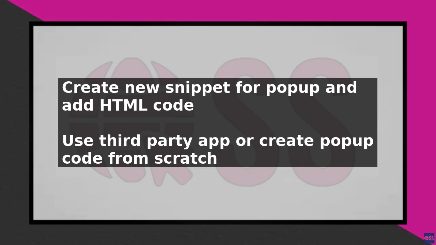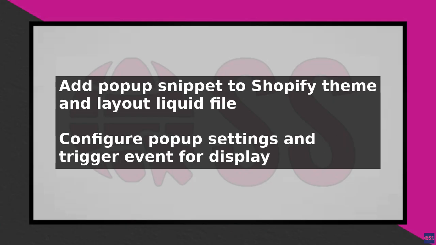If you choose to create it from scratch, you will need to have a basic understanding of HTML, CSS, and JavaScript. Once you have created your pop-up snippet, you will need to add it to your Shopify theme. To do this, navigate to the Layout section of your theme and click on the Layout Liquid file. In this file, you will add a line of code that includes your pop-up snippet.